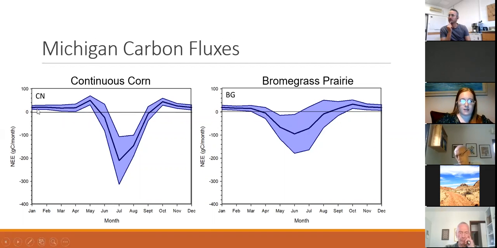So obviously with the conventional corn, we have a net carbon emission throughout a larger portion of the year. And then we have a very sharp carbon uptake just during the corn growing season versus the native prairie. The carbon uptake happens over a longer period of time, which is kind of interesting. And we also have a bit more variability later in the year with the native brome grass prairie.